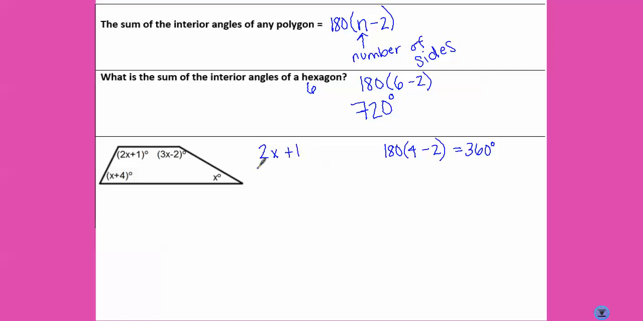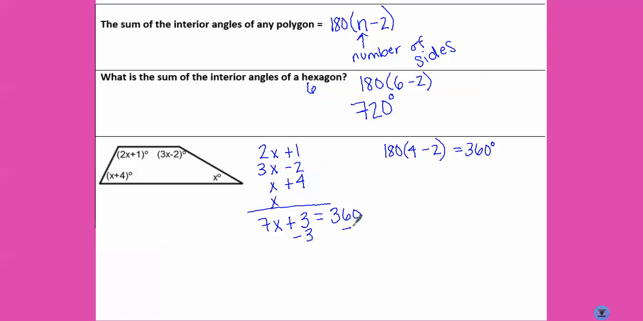So we need to add up all these angles. And I'm going to write them in a list to make them easier to add together and line up all my like terms. So 2 plus 3 plus 1 plus 1 will give me 7x. 1 minus 2 plus 4 will give us plus 3. And we know that it's going to equal 360. And now we can solve.